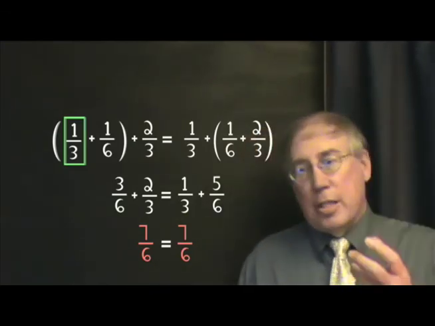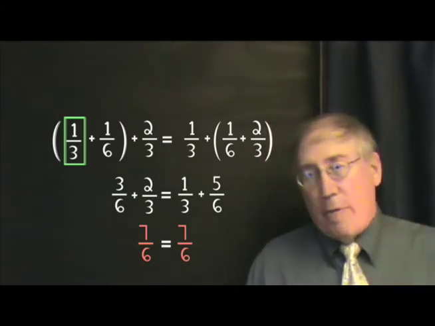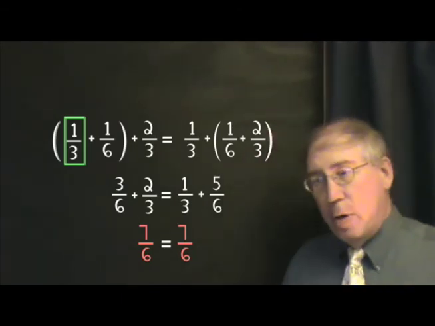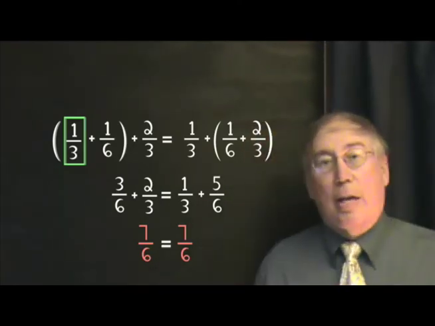Now the 2/3 is the same as 4/6, so we're going to get 7/6 on the left hand side, and on the right hand side 1/3 is the same as 2/6, so we'll get 7/6 on that side.